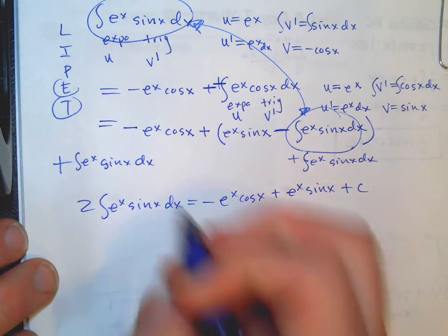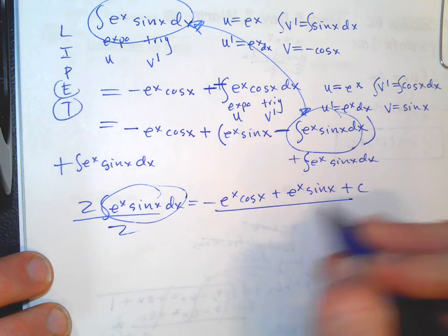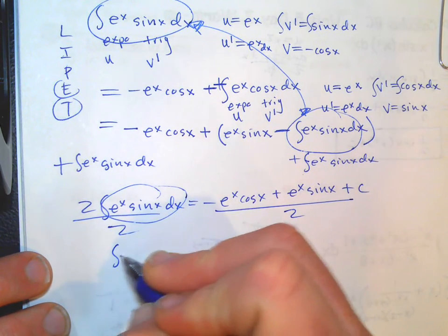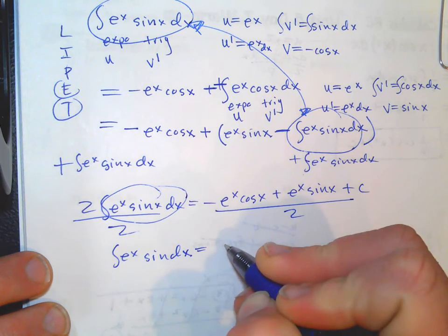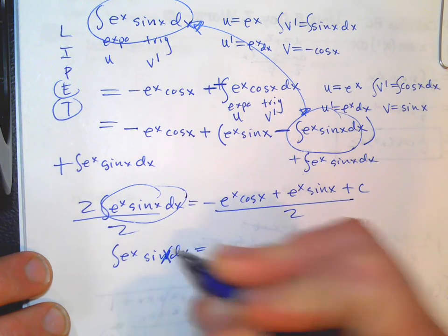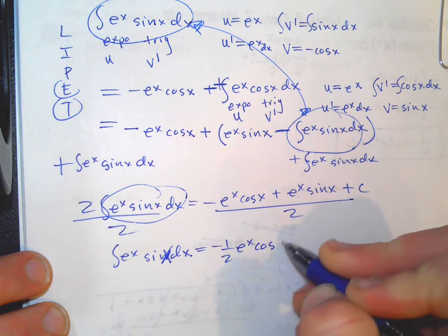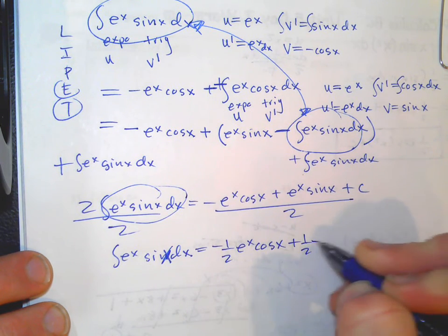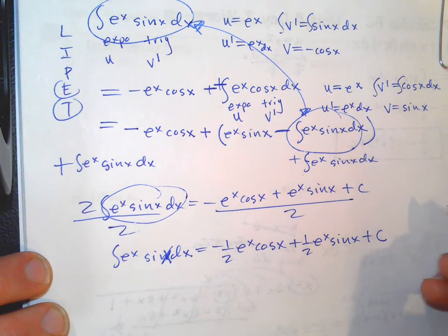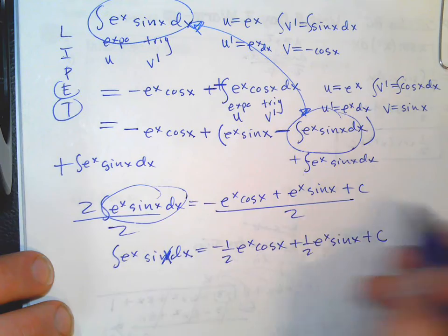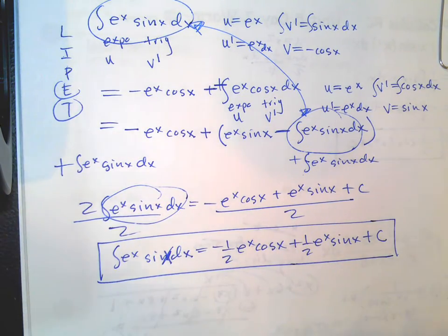But now this is the thing we're trying to find, right? So let's just divide by 2 and that should be our answer. So e to the x sine x dx equals negative 1/2 e to the x cosine x plus 1/2 e to the x sine x plus c. Don't write 1/2 c. Don't write c over 2. Just write c. It's just a constant. So that's how we do those.